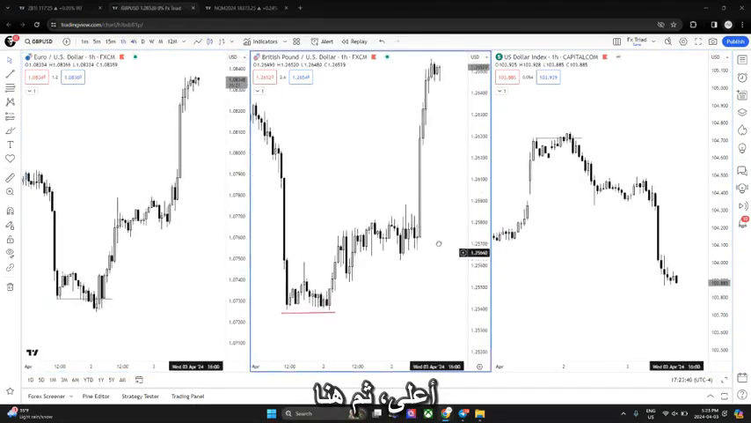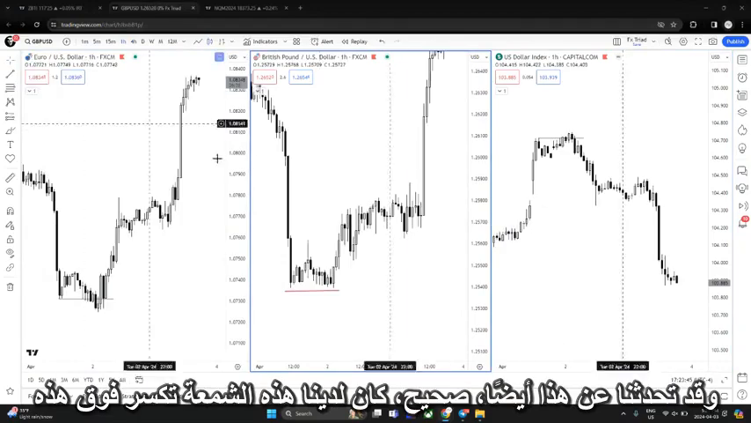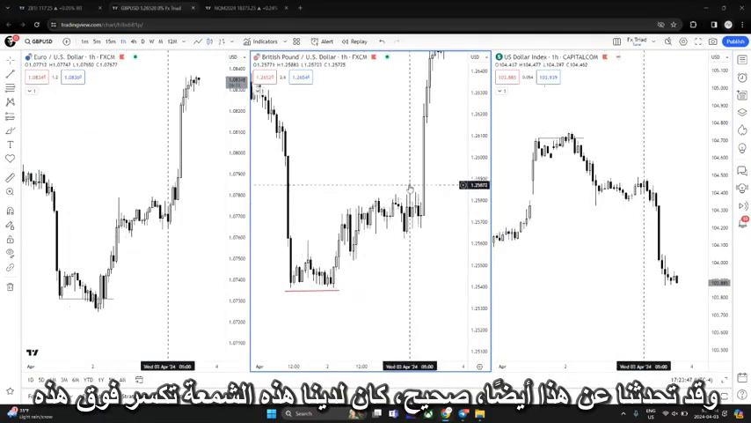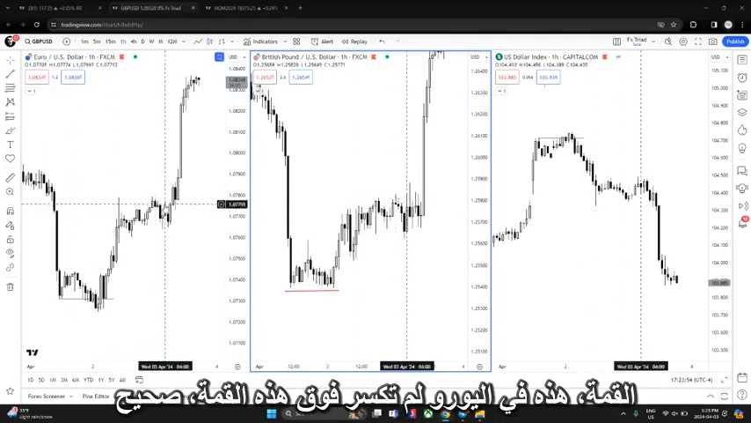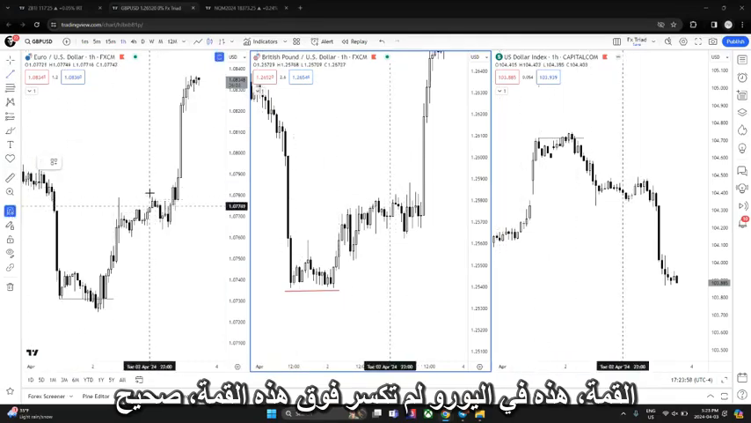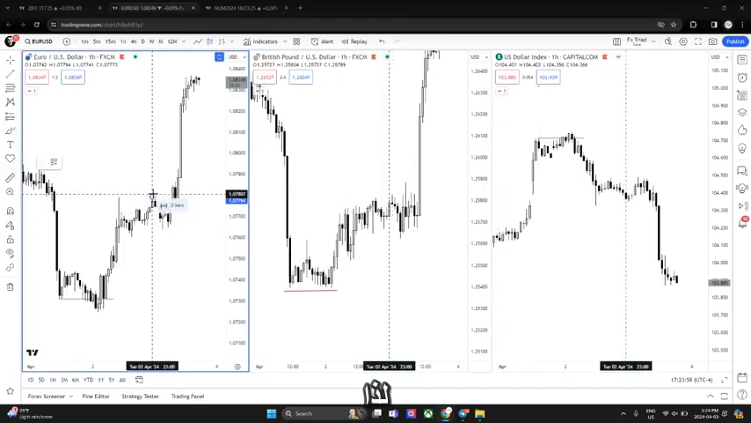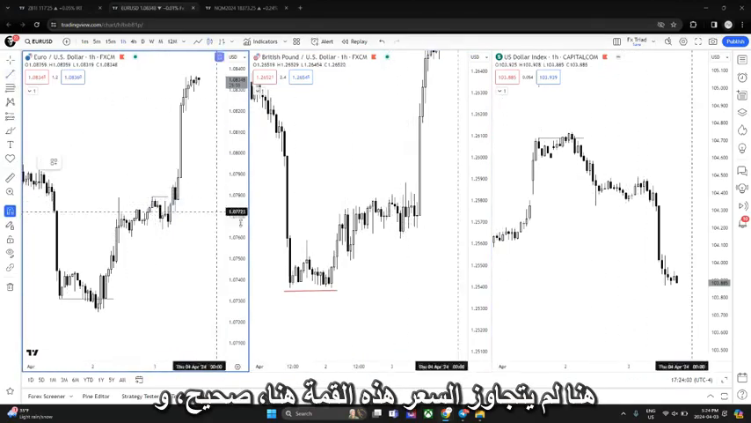Then here, what happened? And we talked about this too, right? We had this candle break above this high. This one in the euro did not break above this high, right? So here, price didn't go above this high here, right?